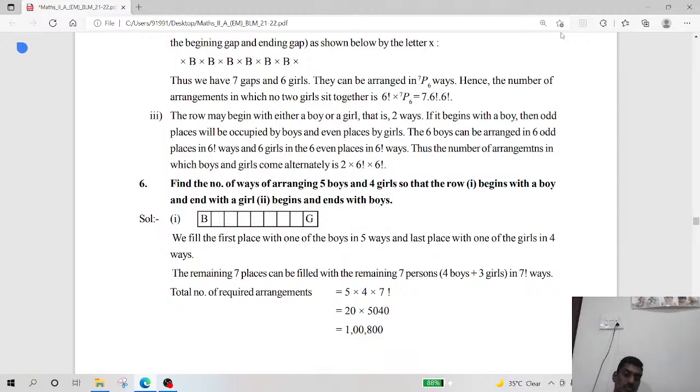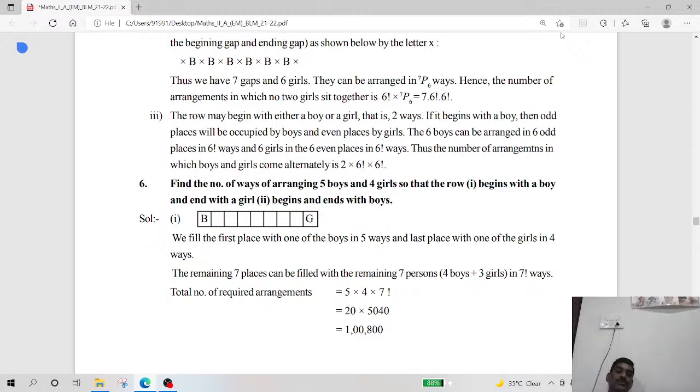And the third one, what is the third one? Boy and girl alternately. The row may begin with either a boy or a girl, that is in 2 ways. If it begins with a boy, then odd places will be occupied by boys and even places by girls. The 6 boys can be arranged in 6 odd places in 6 factorial ways, and 6 girls in 6 even places in 6 factorial ways. The number of arrangements in which the boys and girls come alternately is 2 times 6 factorial times 6 factorial.